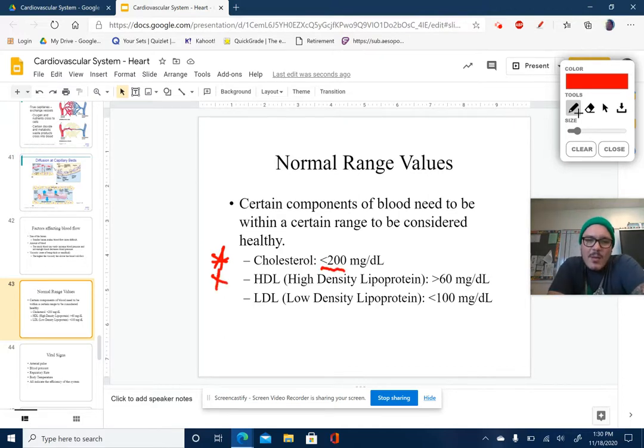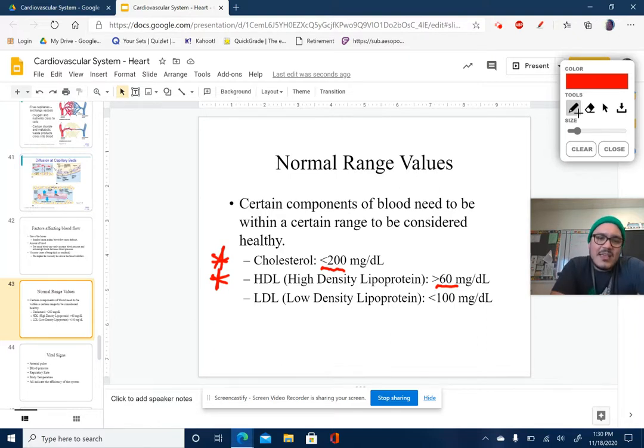What about HDL? Remember, HDL is the good type of cholesterol. So we get that from like nuts and seeds and healthy oils and fish. We want more of this stuff. So you're going to have greater than 60 milligrams per deciliter.